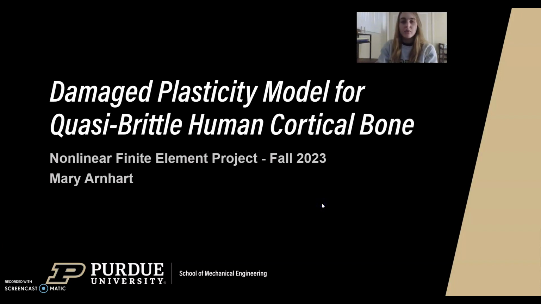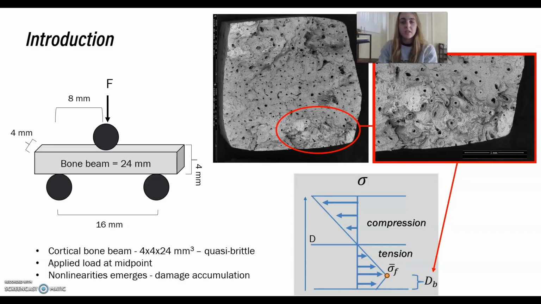To start out, I will talk about the material, this cortical bone beam, and the setup that we're using to observe the nonlinearities. This is a 3-point bend test, and that is what we're going to be using to look at the nonlinearities in the system, and in this case, specifically looking at damage accumulation.